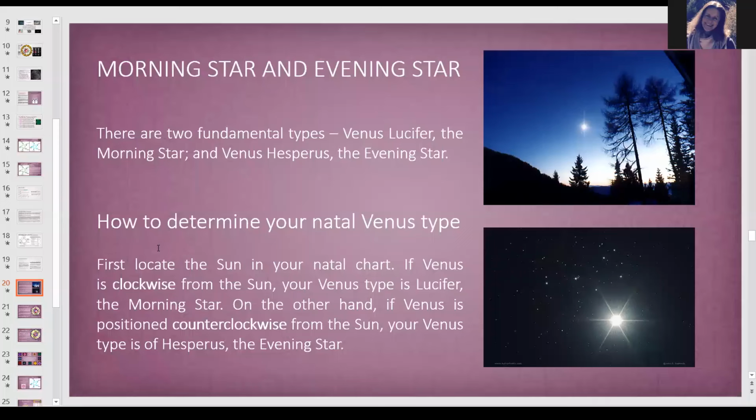Morning star and evening star. There are 2 fundamental types, Venus Lucifer, the morning star, and Venus Hesperus, the evening star. How to determine your natal Venus type? First, locate the Sun in your natal chart. If Venus is clockwise from the Sun, your Venus type is Lucifer, the morning star. On the other hand, if Venus is positioned counterclockwise from the Sun, your Venus type is Hesperus, the evening star.